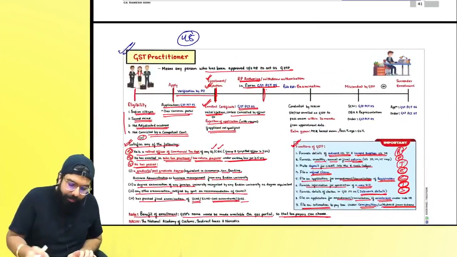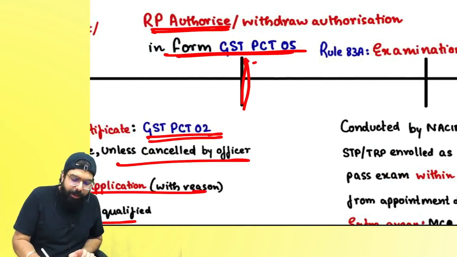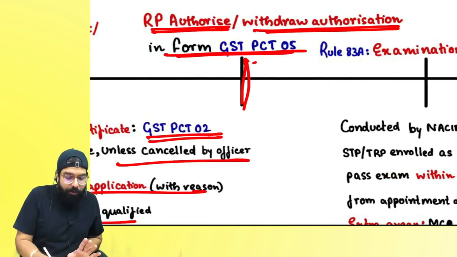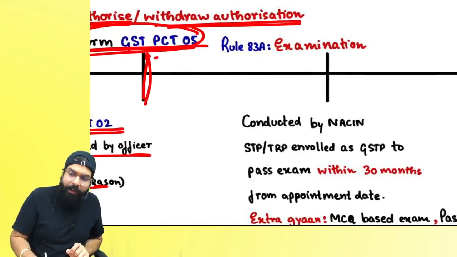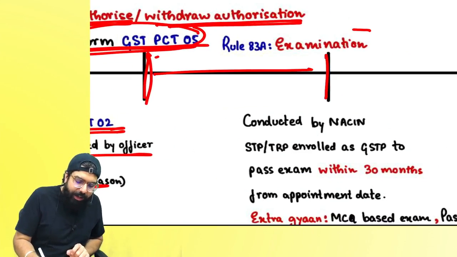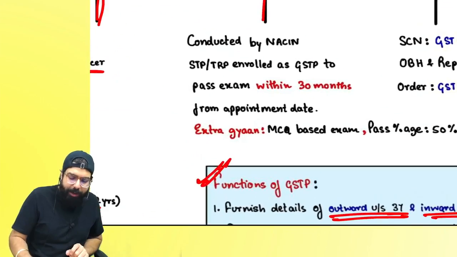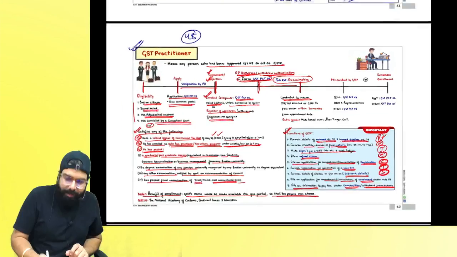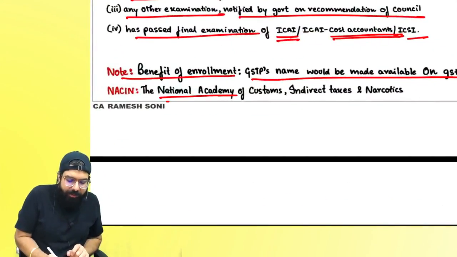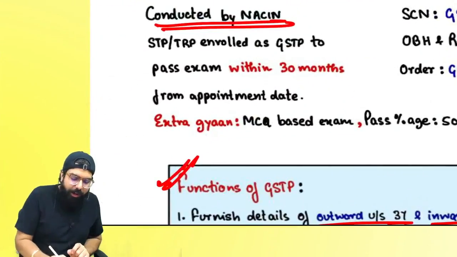Right, everyone? The next one over here is, if somebody wants to withdraw his authorization, then also he'll have to file GST PCT 05. One more thing is there, that the GST practitioner exam will be held. It will be conducted by NACIN. What is NACIN, everyone? NACIN is National Academy of Customs, Indirect Taxes and Narcotics. NACIN will conduct an examination.